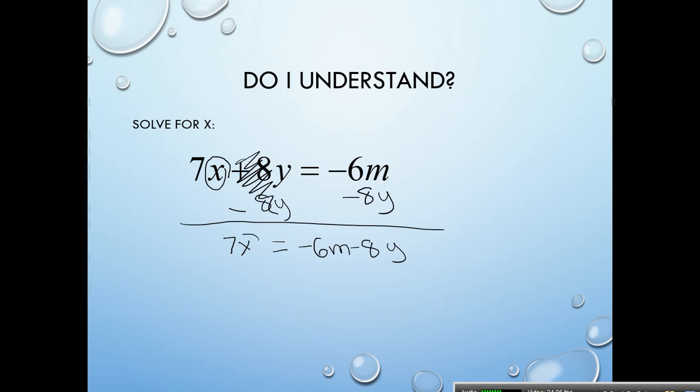But we still need x alone. We can't have this 7 there. This is 7 times x, so we need to do the inverse: divide by 7. If I give that 7 to everybody, I get negative 6/7 m minus 8/7 y. Now, if you would have answered this part the same as this part, I would also accept this answer too. This is a perfect answer for this problem.